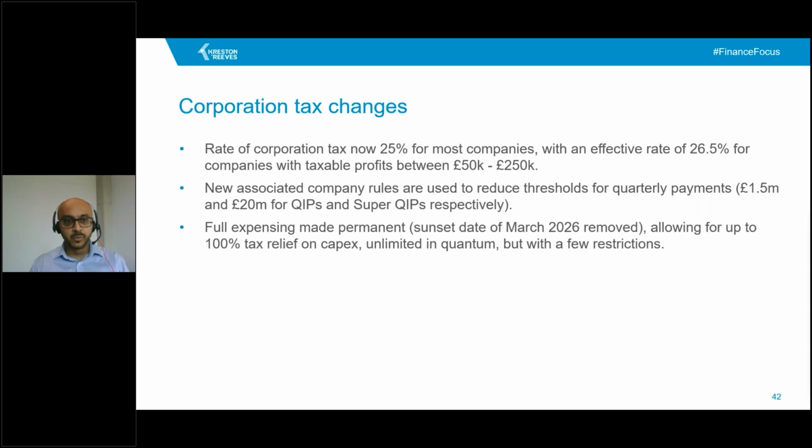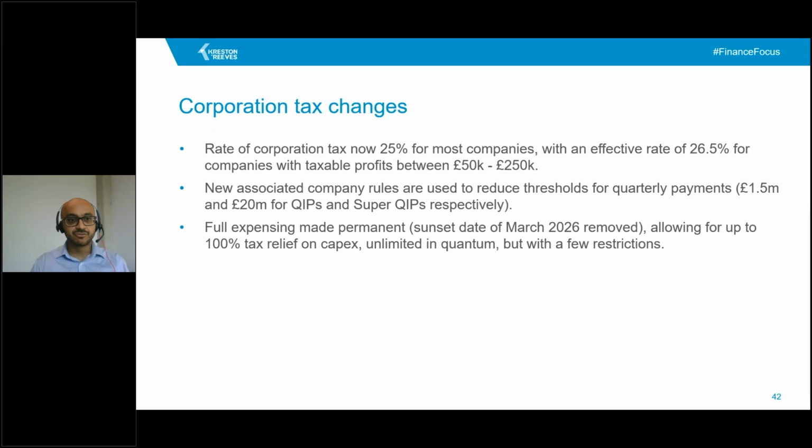So most people will be aware that the rate of corporation tax is now 25% for most companies, i.e. those with taxable profits in excess of 250K. And those with taxable profits of 50,000 or less still remain taxed at the older rate of 19%, with an effective tax rate of 26.5% for companies that have taxable profits between 50,000 and 250,000.